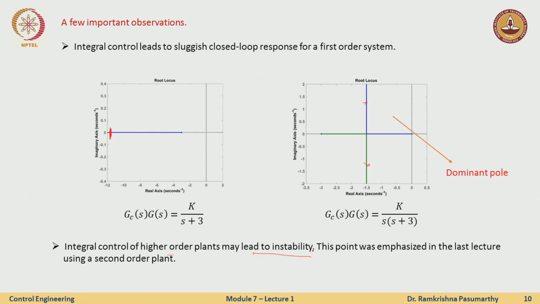And then if I look at higher order plants, they may lead to instability, as we had seen in the problems, right. We just had some cases where I had j s square plus something times s plus 1, right. We had some constants here, and no matter what the values of the constants were, this system is always unstable, right.